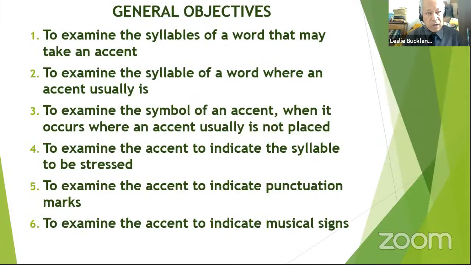So our general objectives are: one, to examine the syllables of a word that may take an accent; two, to examine the syllable of a word where an accent usually is; three, to examine the symbol of an accent when it occurs where an accent usually is not placed; four, to examine the accent to indicate the syllable to be stressed; five, to examine the accent to indicate punctuation marks; six, to examine the accent to indicate musical signs.